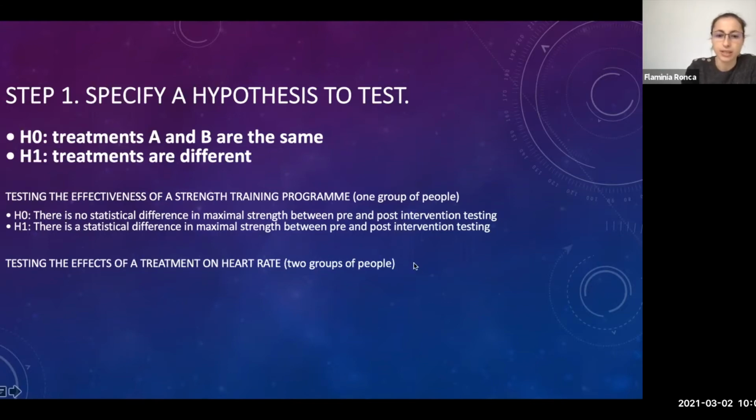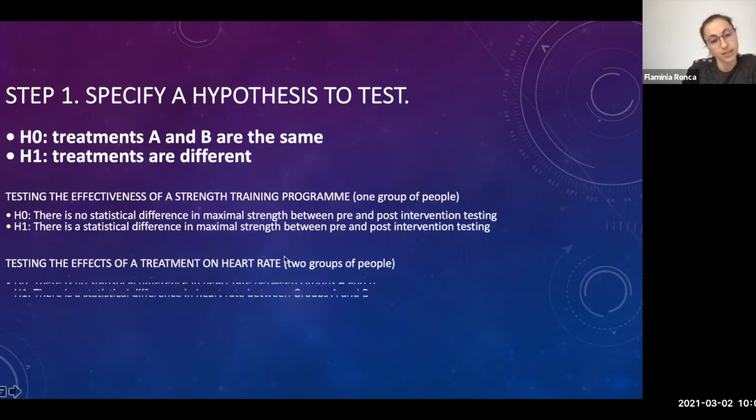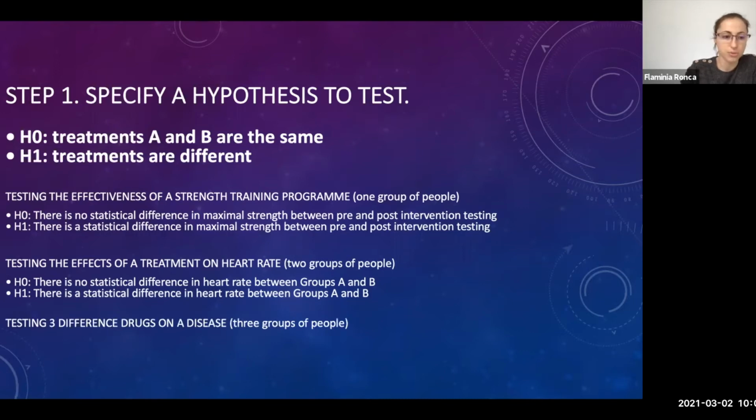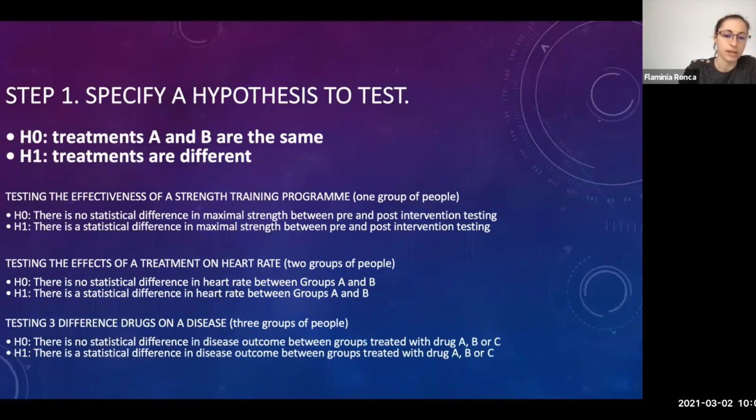Another example is if you're testing 2 separate groups of people and let's say you're testing the effects of a treatment on heart rate. Null hypothesis, there's no difference in heart rates between A and B, and the hypothesis is there is a difference in heart rates between group A and group B. Third example, if we're testing 3 different drugs or 3 different groups of people, then again, there's no difference between A, B, and C, whereas the alternative hypothesis is there will be a difference. So maybe drug A works and drugs B and C don't work, for example.